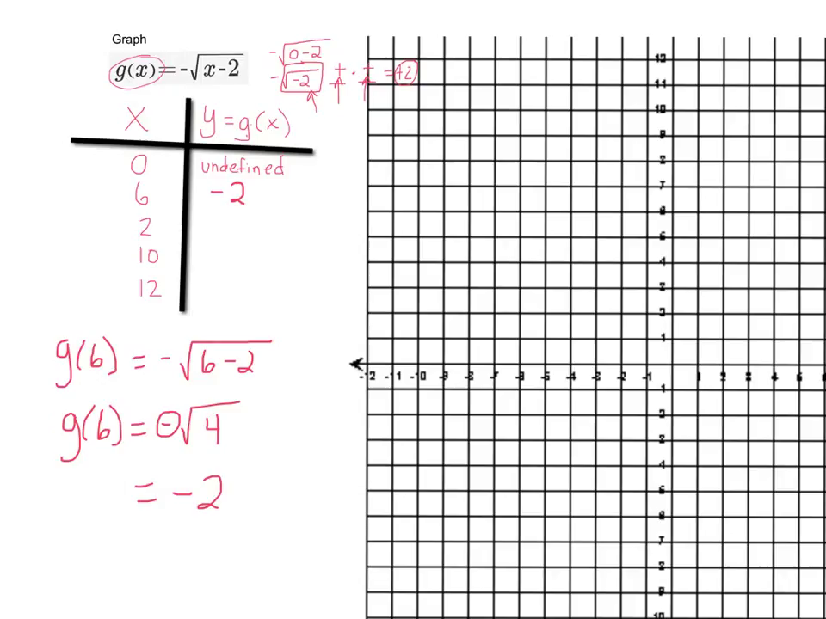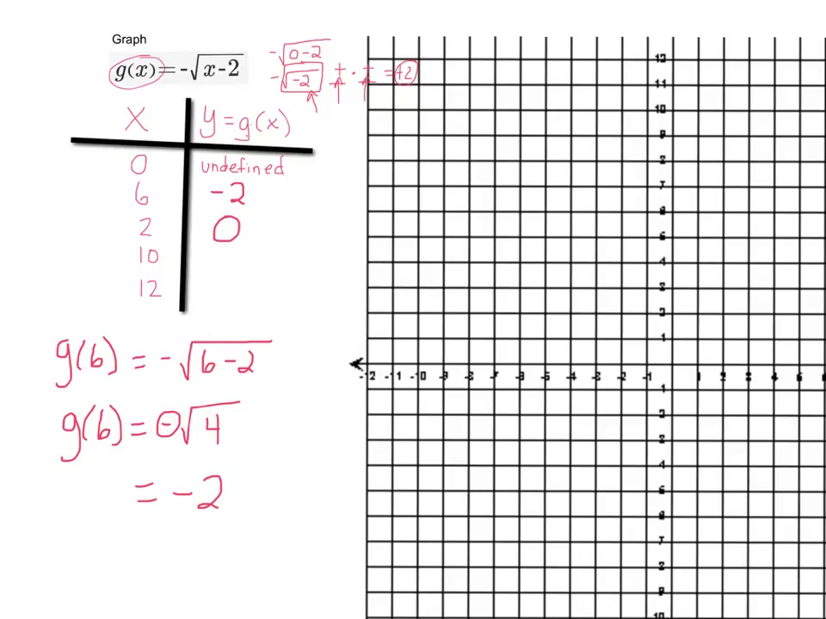Now we can input 2 in our head. Let's put 2 right here where x is. 2 minus 2 is nothing, and the square root of nothing is nothing, and negative nothing is still nothing. So when I input 2, my output is 0.